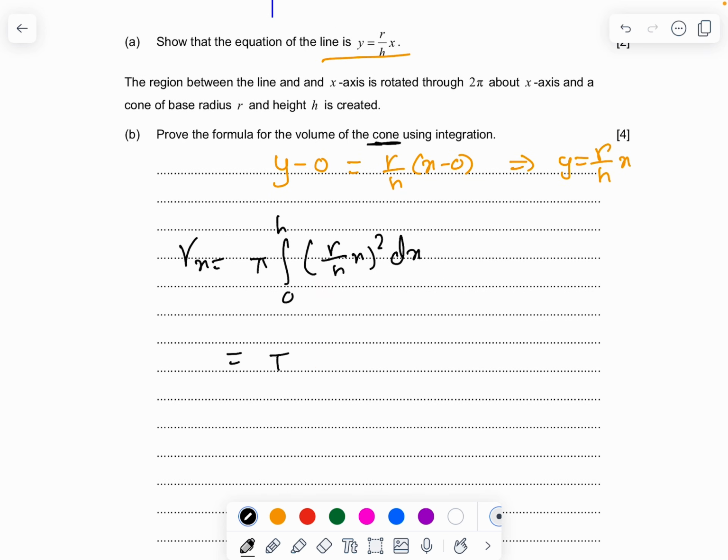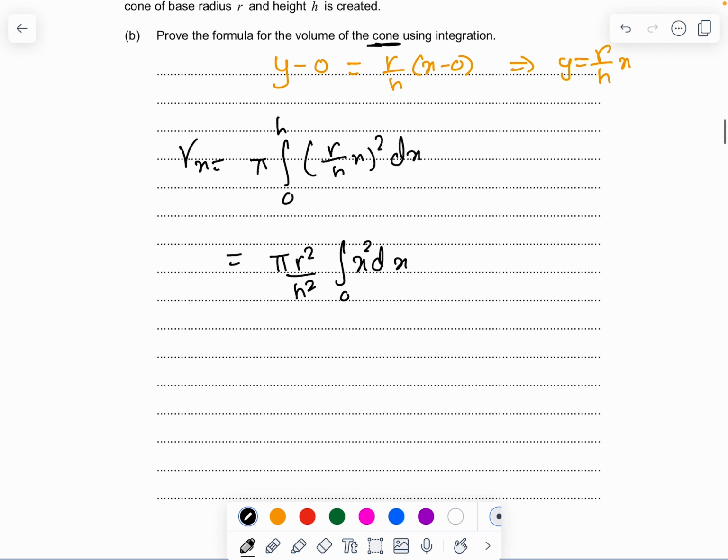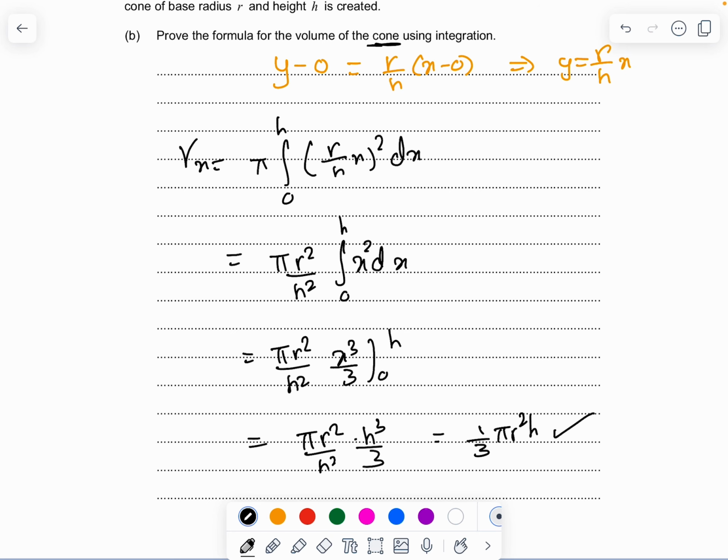So it becomes pi r square upon h square integral of x square dx from 0 to h. Which is pi r square upon h square, x cube by 3 from 0 to h, which is pi r square upon h square times h cube upon 3, which is 1 upon 3 pi r square h. This is the volume of the cone.